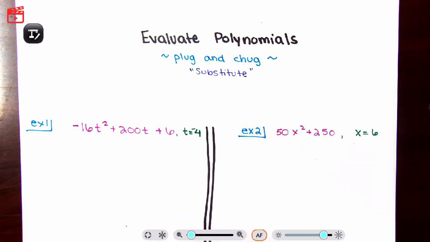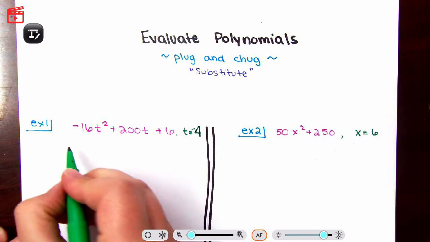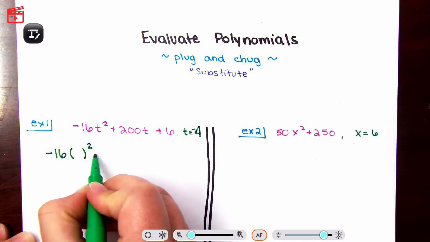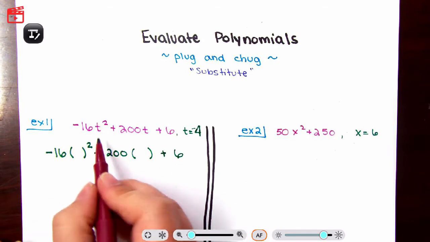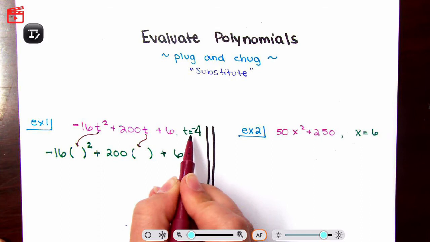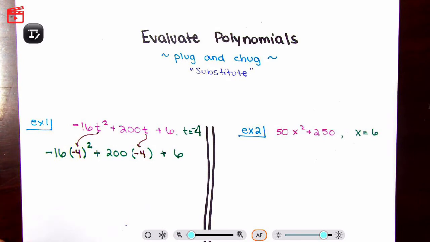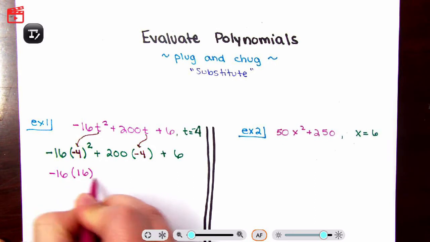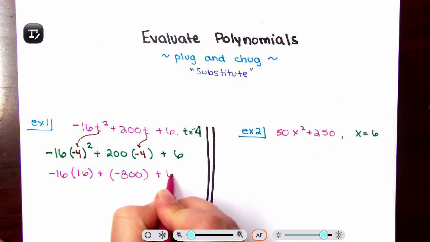So let's actually go ahead and make this negative 4, so that way I can show you how to deal with a negative. Rewriting this polynomial, I have negative 16t squared. I'm going to put a bubble, parentheses there, plus 200t plus 6. Now inside, instead of t, I'm going to write my numerical value, which is negative 4. So now I have a negative 16 times negative 4 squared, which is a positive 16, plus 200 times negative 4 is a negative 800, and I have a plus 6.